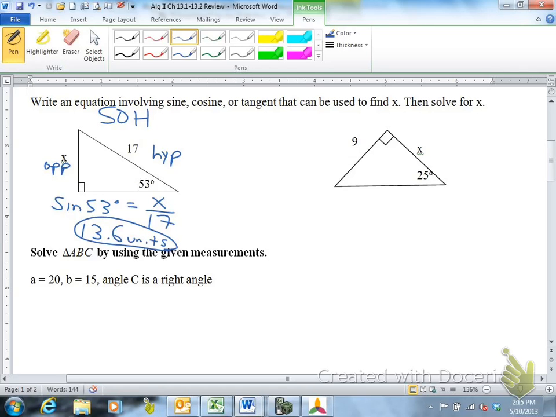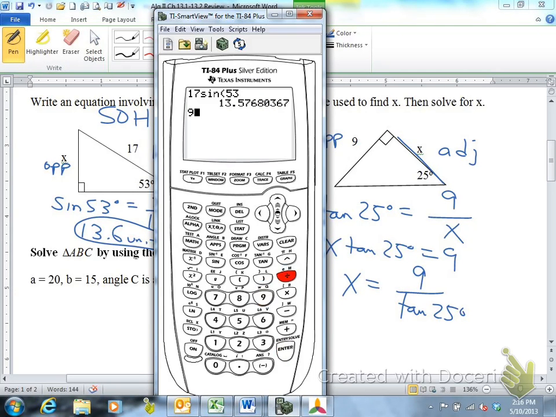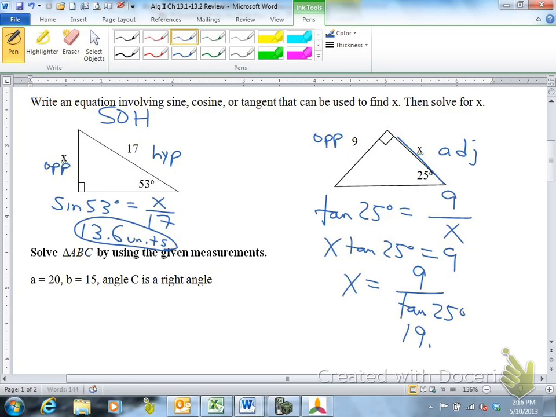The next one, 25 degrees, we're given opposite of that angle, and this side is adjacent to that, so we're looking for the adjacent. So that would be tangent 25 degrees equals opposite over adjacent, which is x. To solve for x, basically you're going to switch the x and the tangent 25's position. So you would have x tangent 25 equals 9. So x is 9 over tangent 25. And when you do that in your calculator, that would be 9 divided by tangent 25, which is 19.3 units.